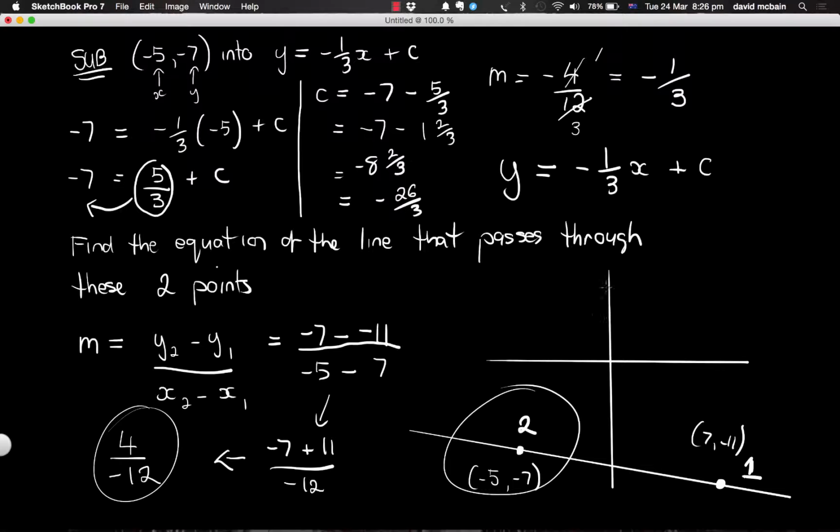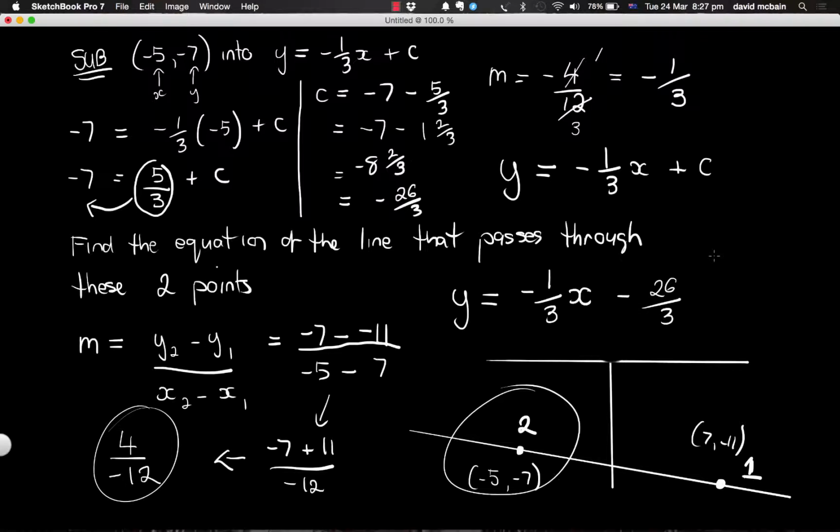So we now know what the equation is going to be. The equation will be, here we go, here is the final answer. Y equals, now remember the gradient was -1/3, so it's -1/3 x plus c. Well, c is -26/3, so minus 26/3. And if you're able to simplify that, you should have, but in this case we can't.